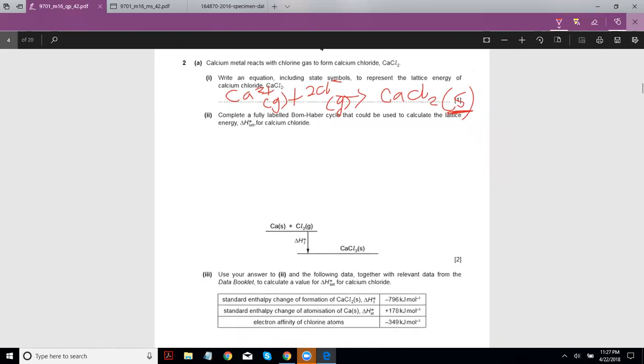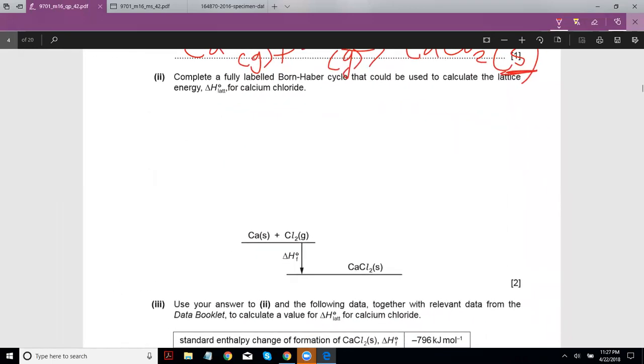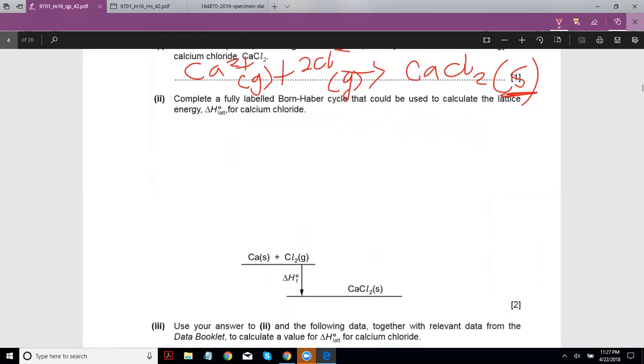Complete a fully labeled Born-Haber cycle that could be used to calculate the lattice energy for calcium chloride, because you can't calculate lattice energy experimentally. It's only two marks, so I don't think it's too much trouble. So you just need to basically go through this stuff.